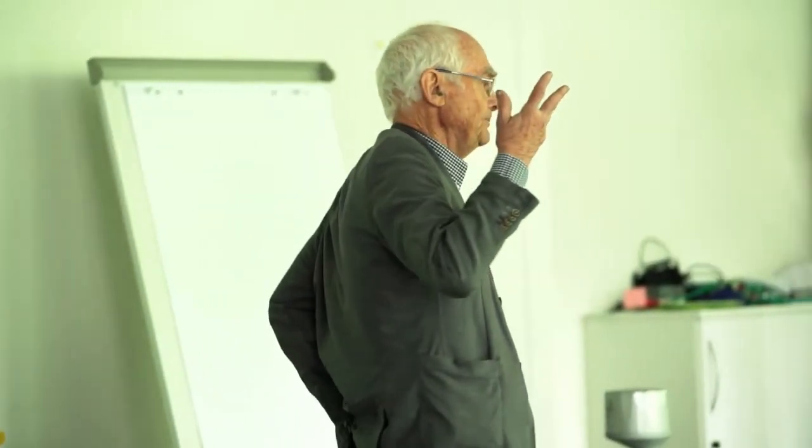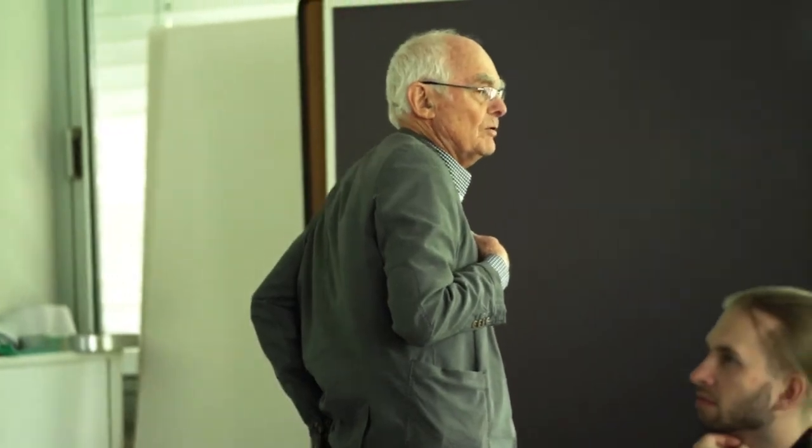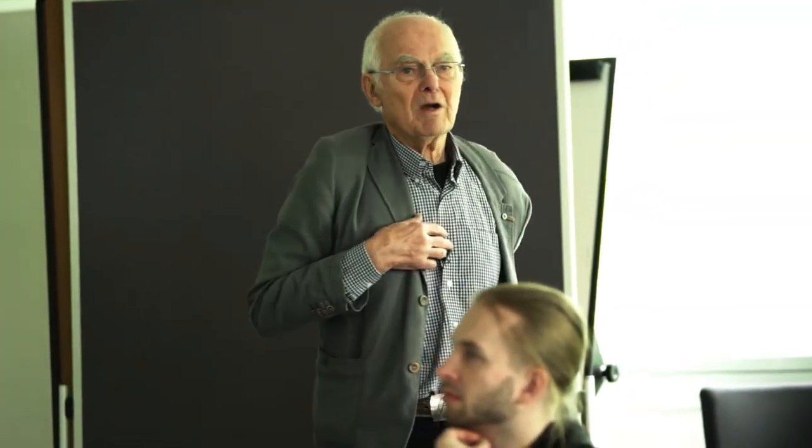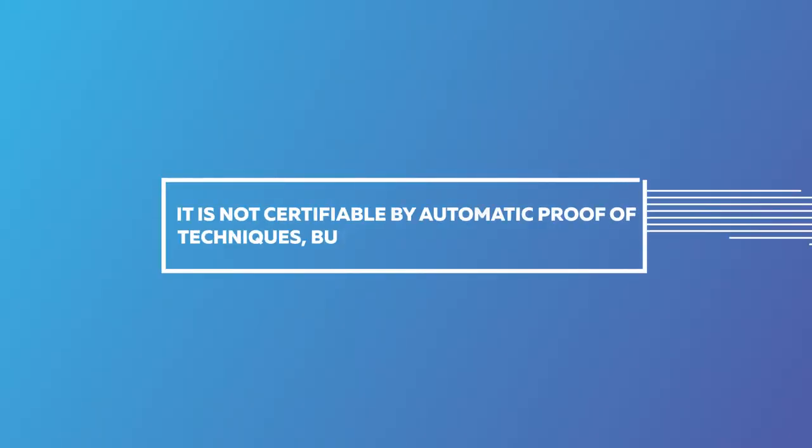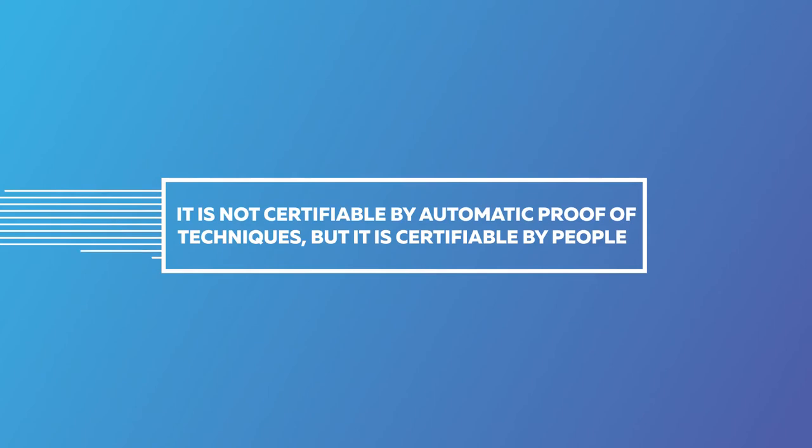My observation is, I showed you how simple the chain manager is. That's below 1,000 lines of Kotlin code. The smart contracts we have worked with are typically 200 lines of Kotlin code, Java code, to 500 lines, and something like that is certifiable. It's not certifiable by automatic proof techniques, but it is certifiable by people.